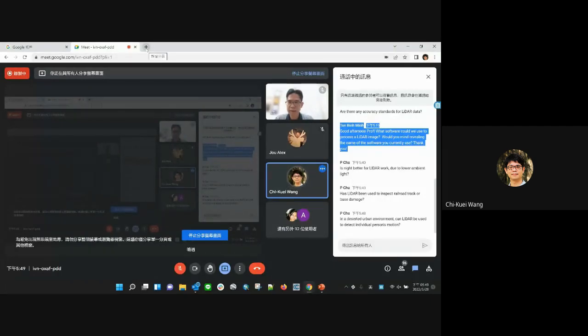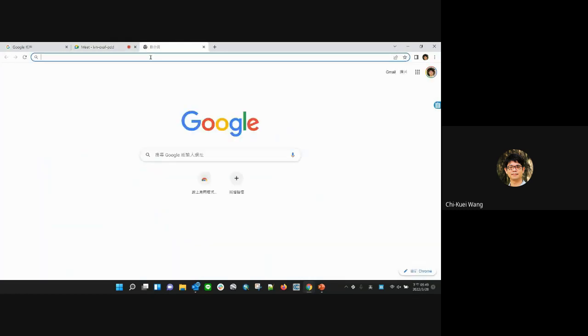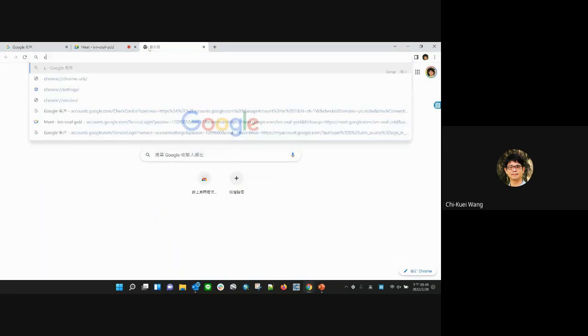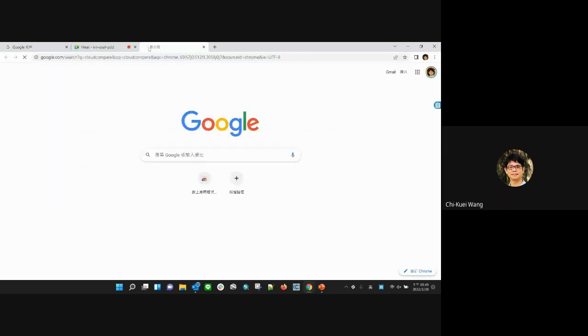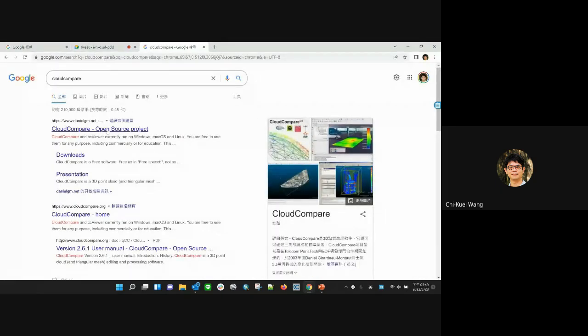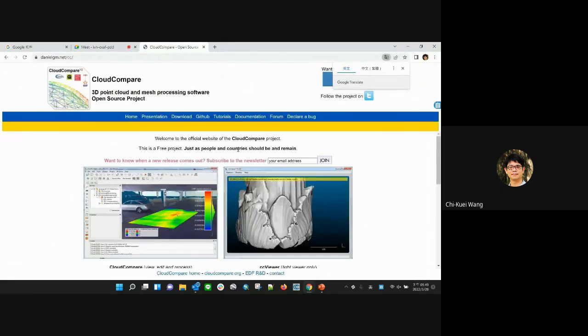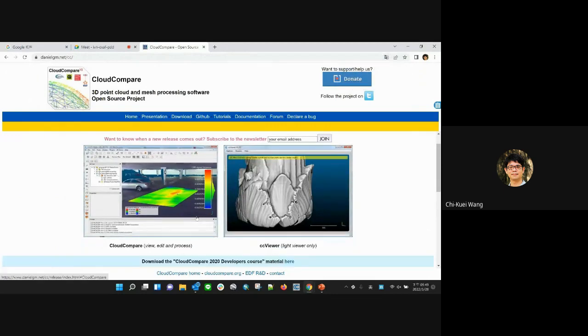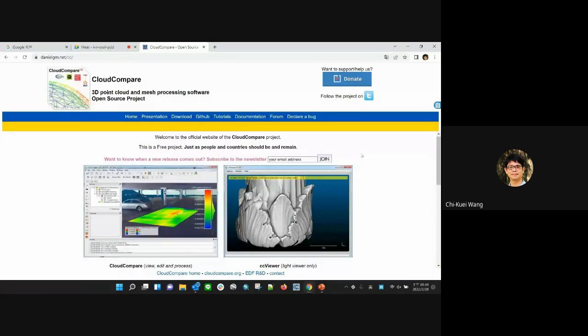Let me just give you some names. CloudCompare is one of them. It's a free software, but a little bit tricky to use for large projects. For small datasets, it's actually quite good. CloudCompare is one thing I would suggest.